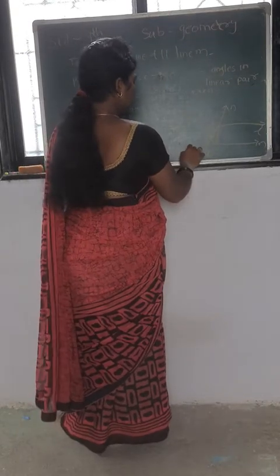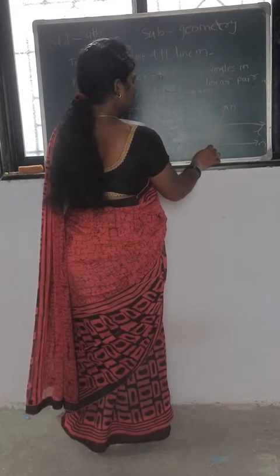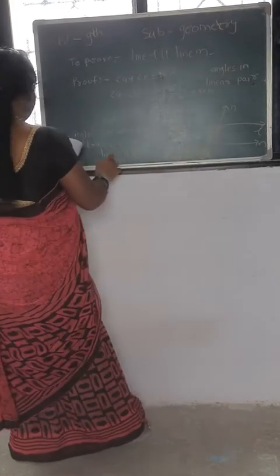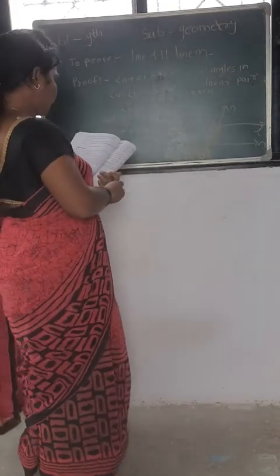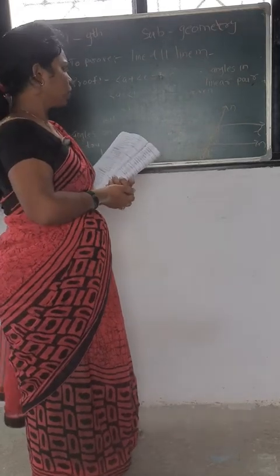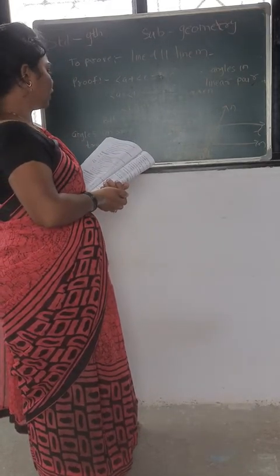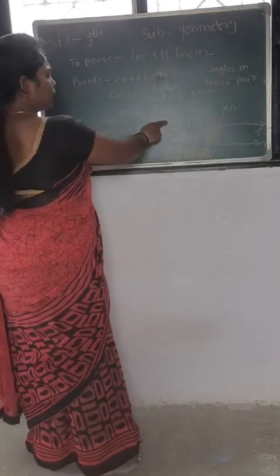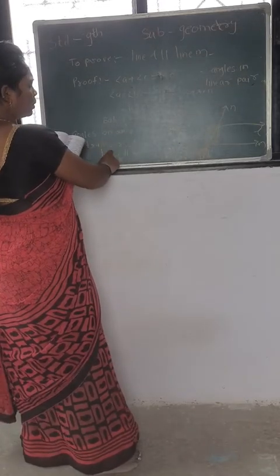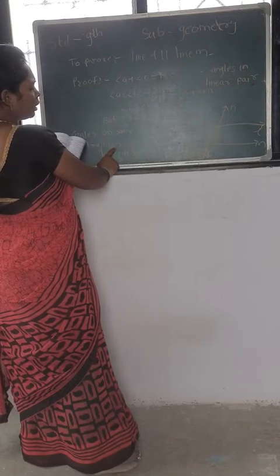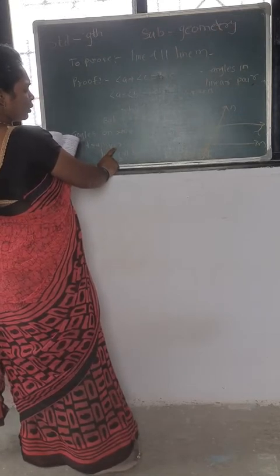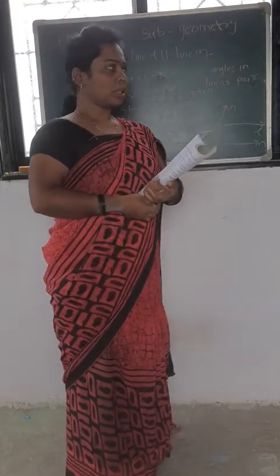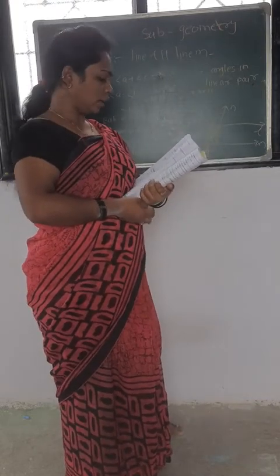The reason is the interior angle test. Angle B and angle C are interior angles on the same side of the transversal, so from the interior angle test, line L is parallel to line M. This proof, this property, is called the alternate angle test.